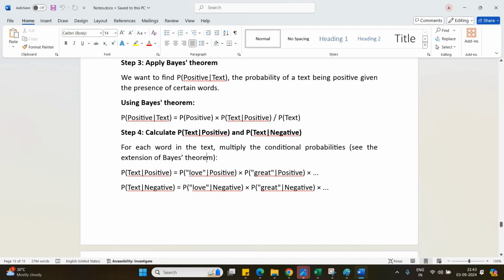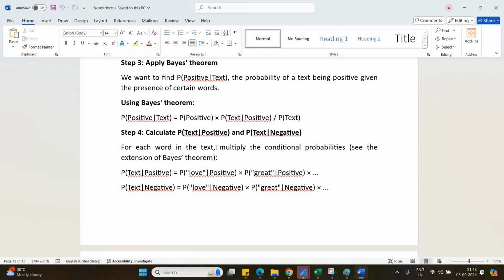And now you know that you may not have a single word. You may have a number of words, right? It may be love, it may be great, it may be honor, anything. So in that case, you have to use the expansion of the Bayes theorem, because in a particular sentence or paragraph you may find a number of words, like I would love to have this, it was really great, or I really felt honored to be with all of you.